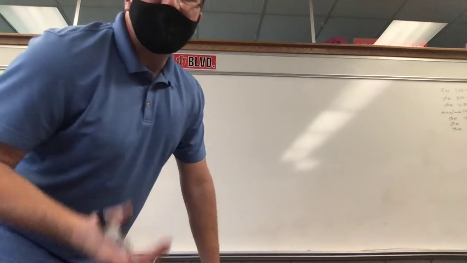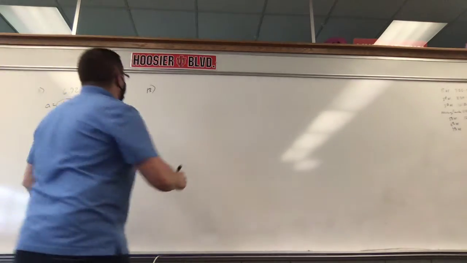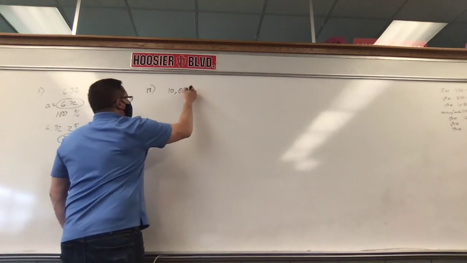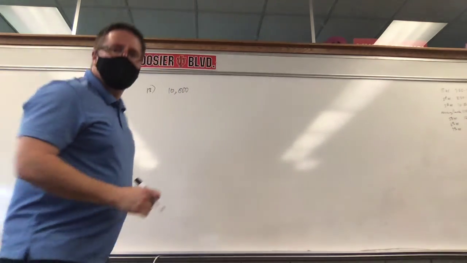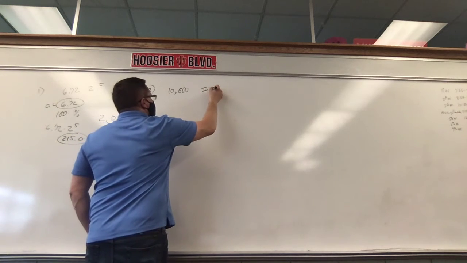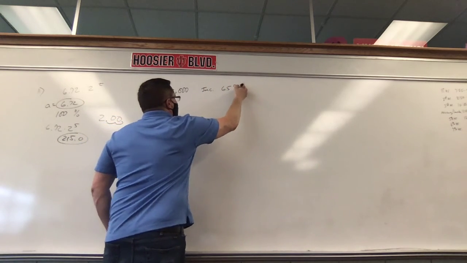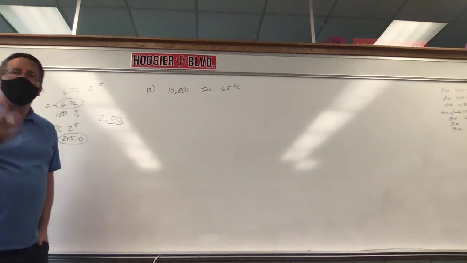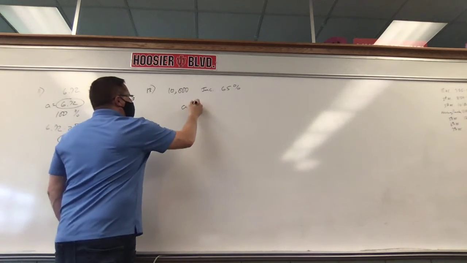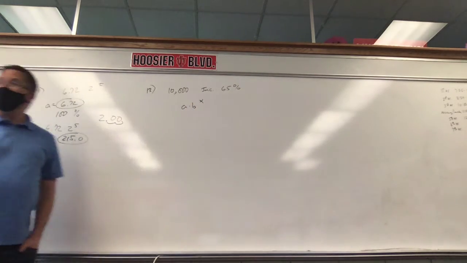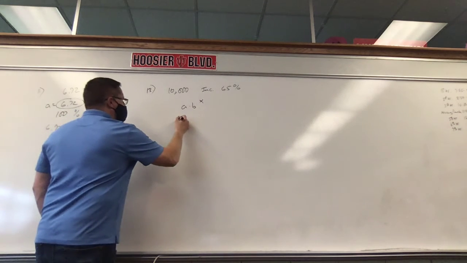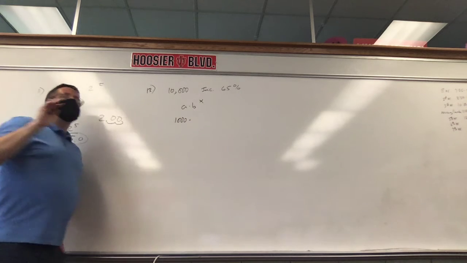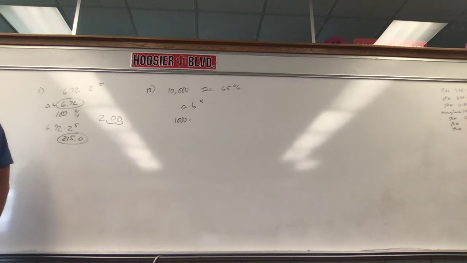It says you have $10,000 and it's increasing 65%. Okay, so you always have them of the form A times B to the X. A is how much money you're starting with. How much are we starting with? 10,000. So we put 10,000 times B. Now, it's increasing 65%.